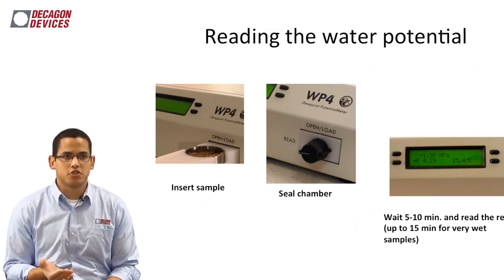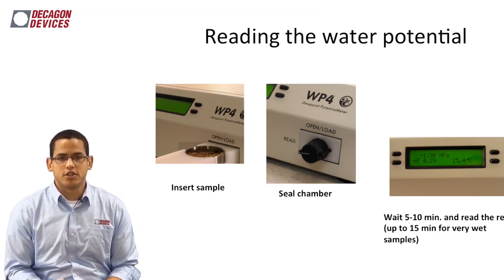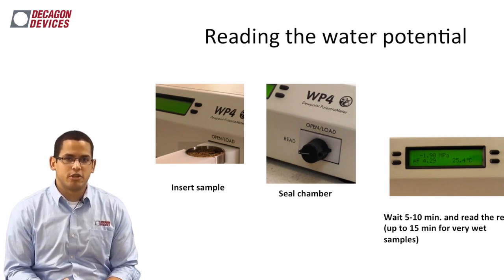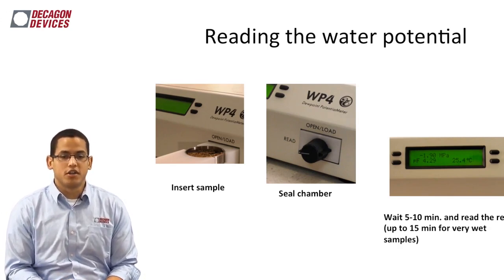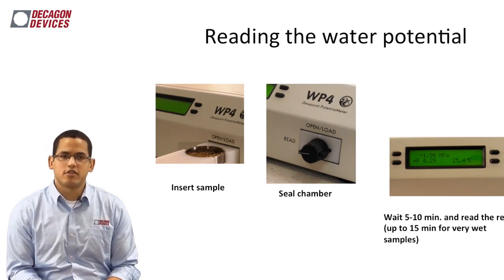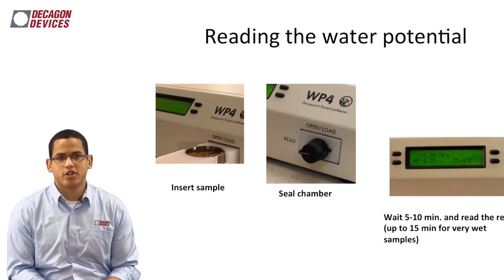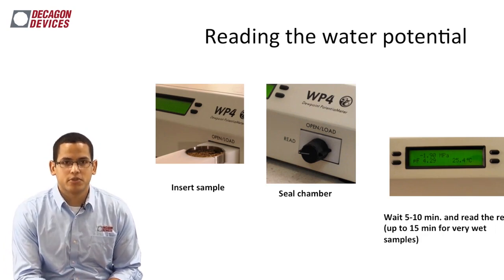Now, essentially what you'll do is insert the sample, seal the chamber, and allow it to read. Typically, when running in precise mode, you're looking at around 5 to 10 minutes per sample to come to equilibrium. And as you get into the wet range and you're running it in continuous mode, you're looking at anywhere from 15 minutes up to maybe even 30 minutes on the very wet end to come into equilibrium. You'll then take that sample back out, weigh it, dry it, and weigh it again to get your water content to correspond with that water potential point.